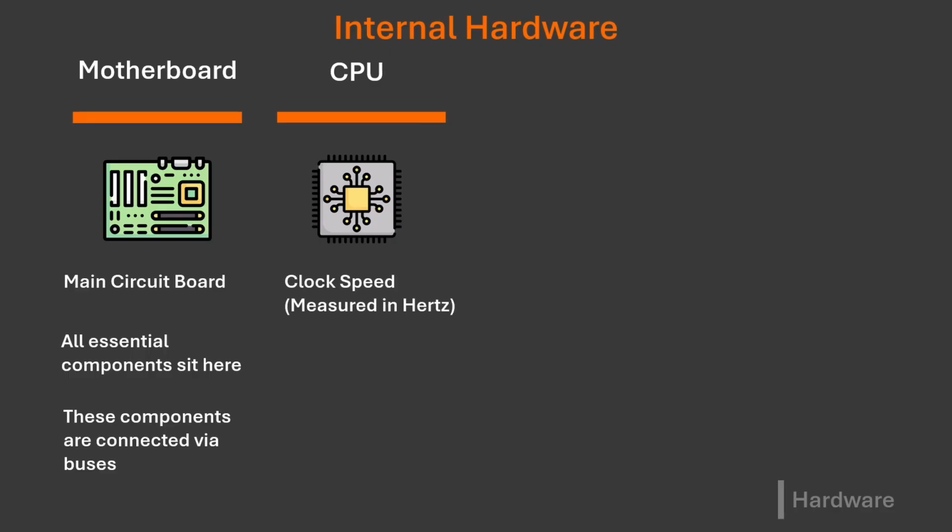Clock speed, measured in hertz, indicates the rate at which the CPU can process instructions. A higher clock speed generally translates to faster processing. Core count refers to the number of independent processing units within the CPU. More cores help with true parallel execution, improving performance in tasks like data processing, virtualization, and AI.